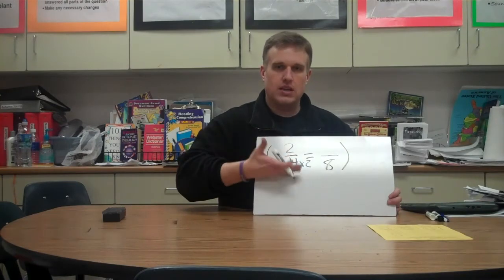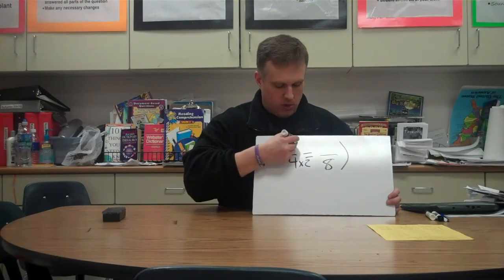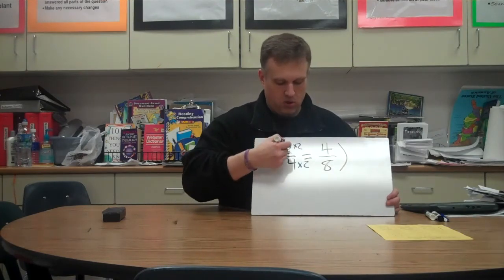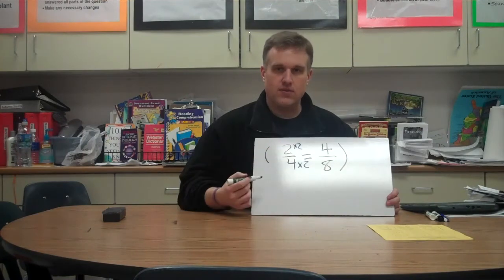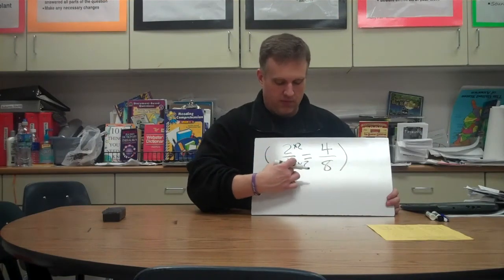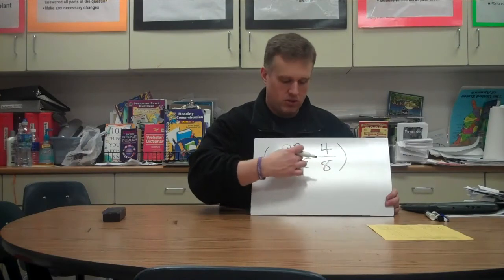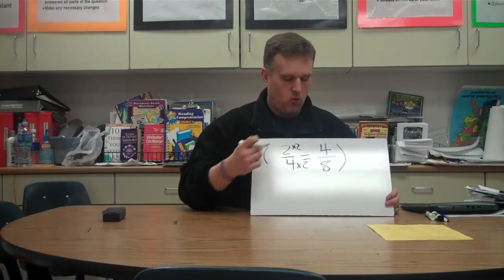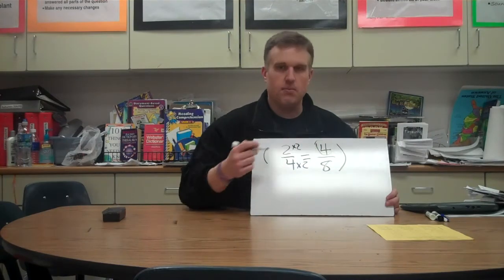Whatever you do to the denominator, you must do to the numerator. So I'm going to multiply the top by 2. 2 times 2 is 4. So 2/4 is equal to 4/8. That's all you do. You ask yourself, 4 times what equals 8? Once you figure that out, it's 2. You do the same thing to the numerator. 2 times 2 is 4. And that is your missing number.